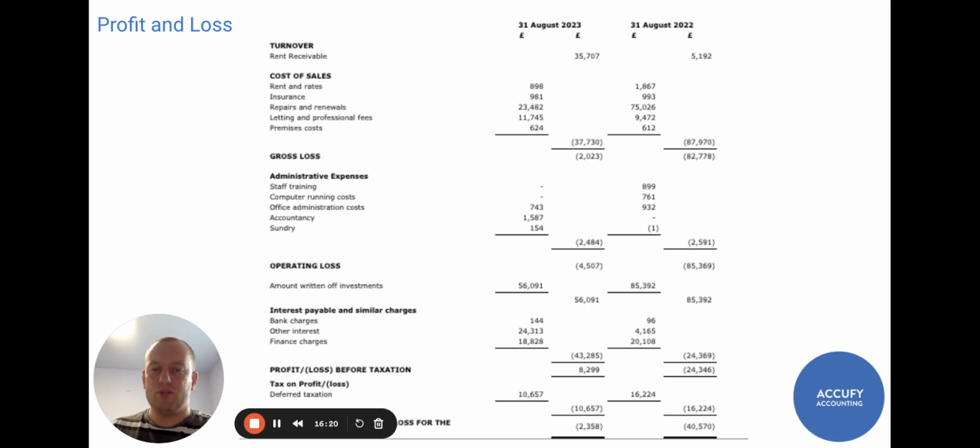We then have finance charges below that. So finance charges are the costs for arranging finance for your property portfolio, and they'd be captured here as well.